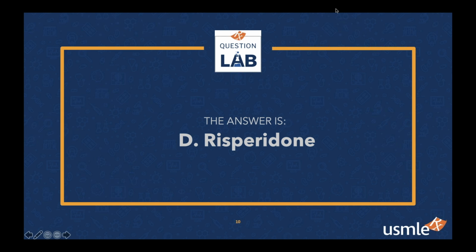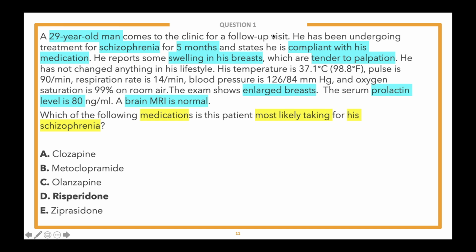So looking at this question, we see that this patient is undergoing treatment for schizophrenia, and we know that he's been compliant, so he is taking this medication. He's also developed what we call gynecomastia, as well as hyperprolactinemia, or elevated prolactin levels. In men, hyperprolactinemia can present with gynecomastia, decreased libido, and sometimes also galactorrhea, where you actually have discharge from the nipples. So there are certain causes of hyperprolactinemia, which include pituitary adenoma, hypothyroidism, and medications.